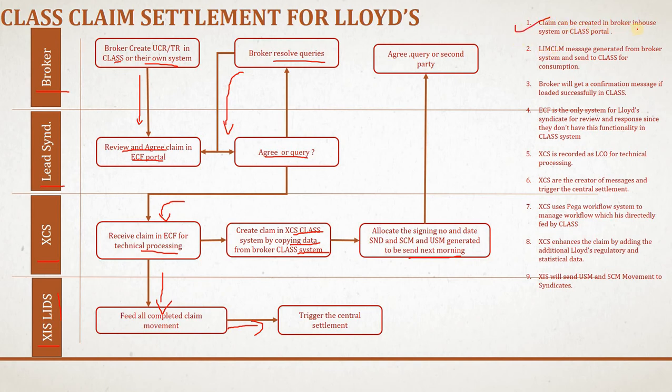Let's have a quick look at the key points over here. A claim can be created in the broker in-house system or the class portal. A claim message is generated from the broker system to send to the class for consumption. The broker will get a confirmation message if it is loaded successfully in class.